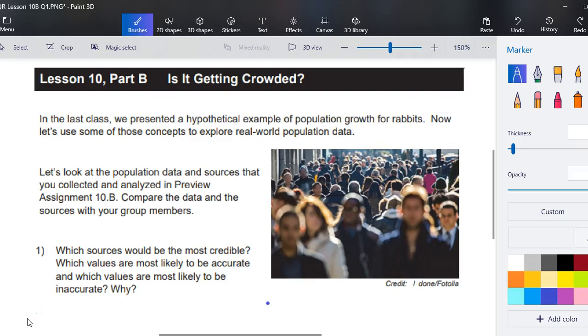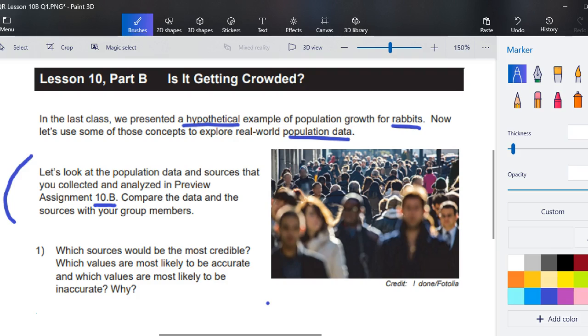So welcome back. We're now at lesson 10B, Is It Getting Crowded? In the last class, we presented a hypothetical example of population growth for rabbits. Now let's use some of those concepts to explore real-world population data. Let's look at the population data and the sources that you collected and analyzed in preview assignment 10B.